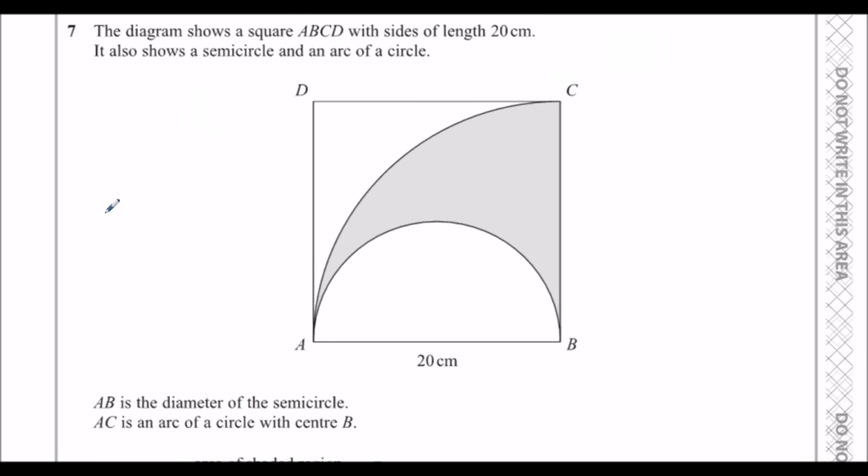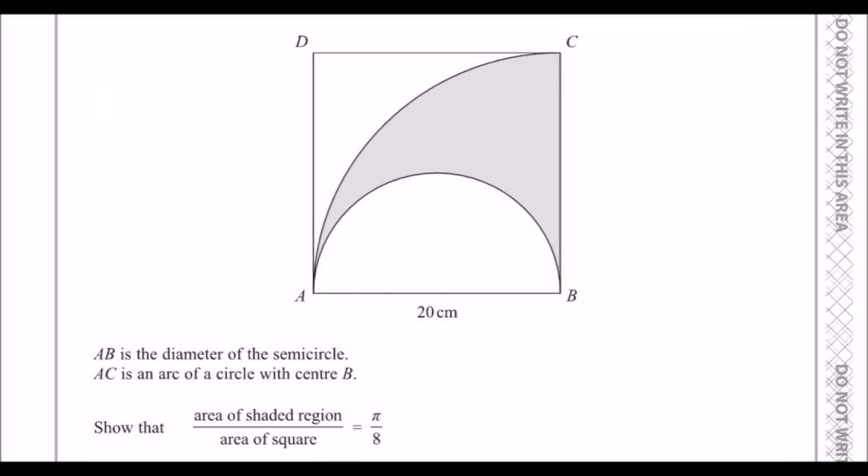Question 7. The diagram shows a square ABCD with sides of length 20 centimeters. It also shows a semicircle, so the white bit down the bottom, and an arc of a circle, so a quarter of a circle, which is the shaded bit, but with the semicircle cut out of it. AB is the diameter of the semicircle. AC is an arc of a circle with centre B. It's a quarter of a circle, centre B.